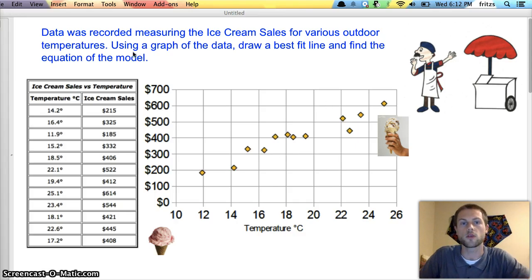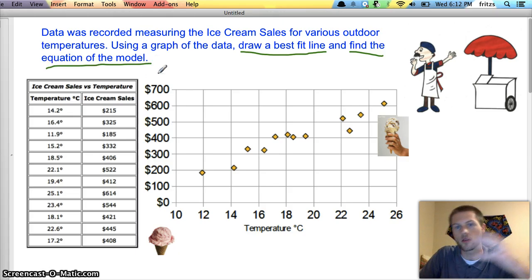And then what we want to do is use this graph of the data right there, and draw a best fit line, and find the equation of the model. So that's the first part of this problem that I'm giving you. If you're looking at all these data points, obviously it looks like there's a correlation. It looks like a positive correlation because this is increasing, and I would say it's a pretty tight correlation too.